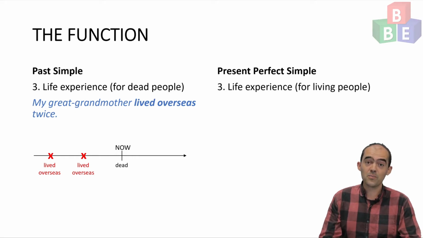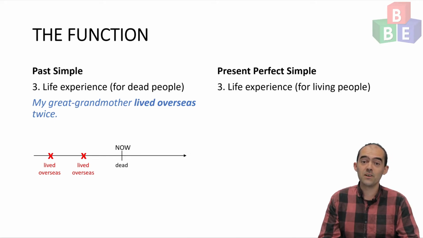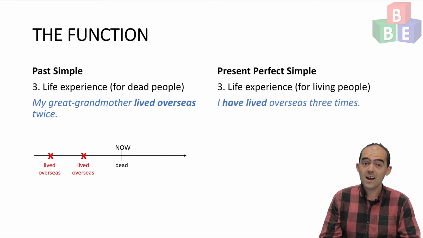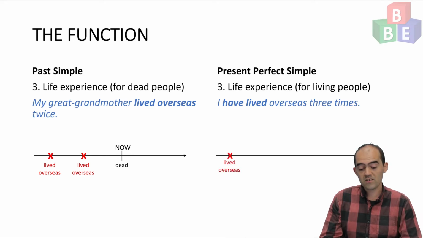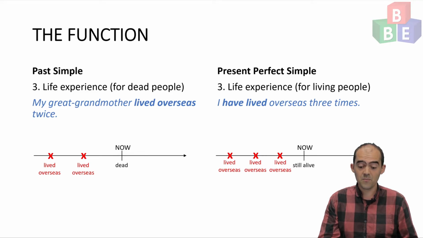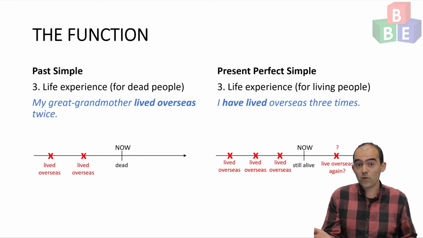The present perfect simple also talks about life experience, but for living people. So I have lived overseas 3 times. So I have lived overseas once, twice, 3 times. Now I am still alive, so there exists the possibility that in the future this will change. Maybe I will live overseas again.